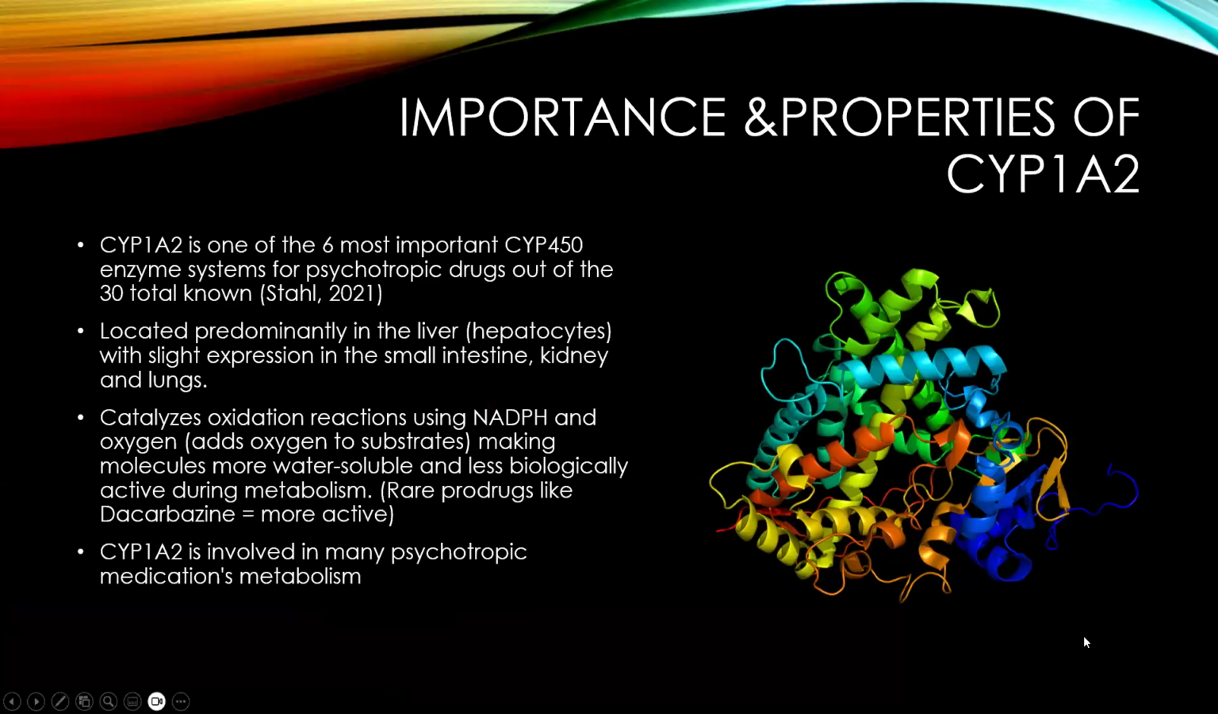So, the importance and properties of CYP1A2. CYP1A2 is one of the six most important CYP450 enzyme systems for psychotropic drugs out of the 30 total known. And according to Stahl, there are likely many more that are undiscovered or unknown. CYP1A2 is located predominantly in the liver and hepatocytes, with slight expression in the small intestine, kidneys, and lungs.